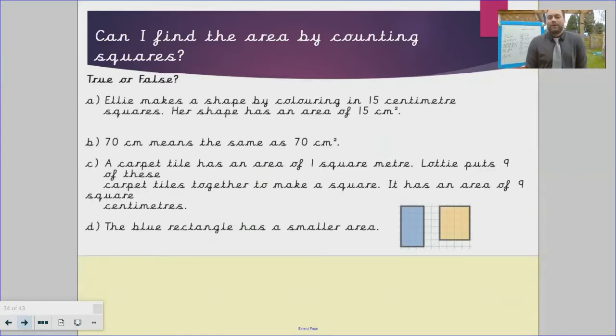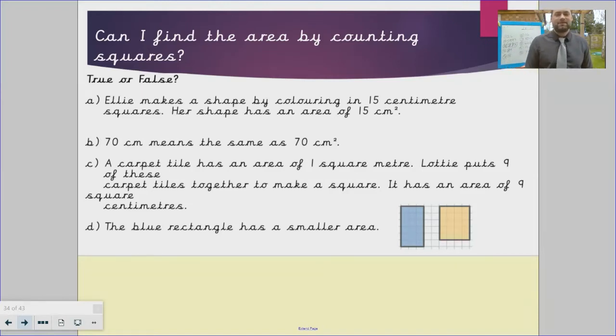Okay, a quick little quiz for you guys. True or false? Ellie makes a shape by colouring in 15 centimetre squares. Her shape has an area of 15 centimetres squared. Is it true or false? It's true because each square is represented, she's filled in 15 centimetre squares. So 15 squares, each one's a centimetre, so that's true.